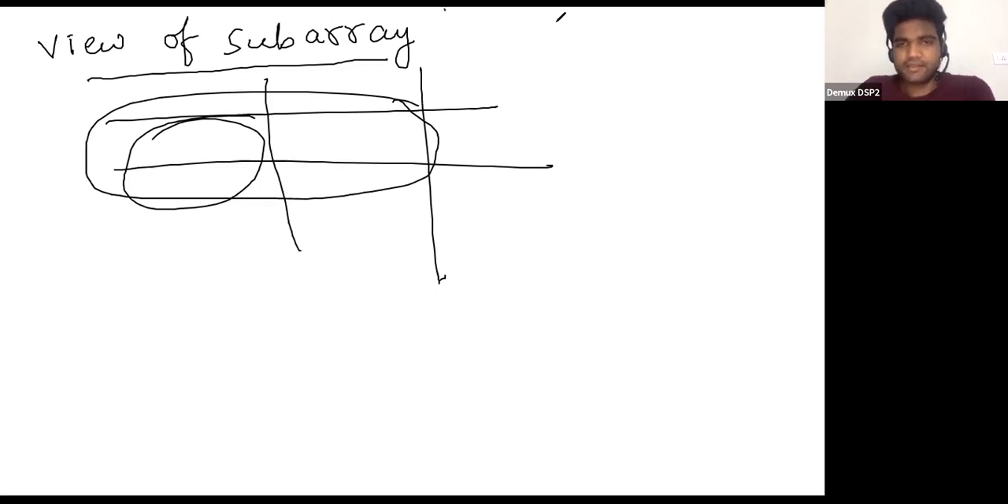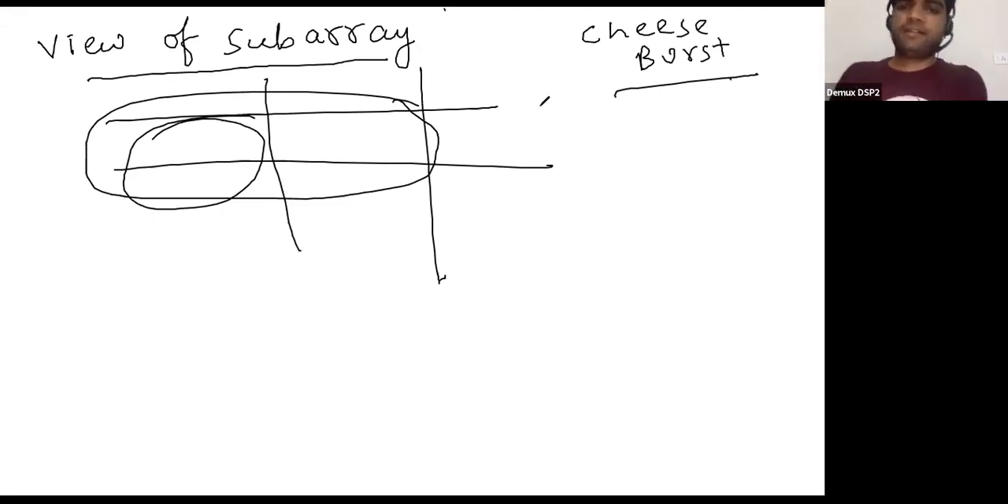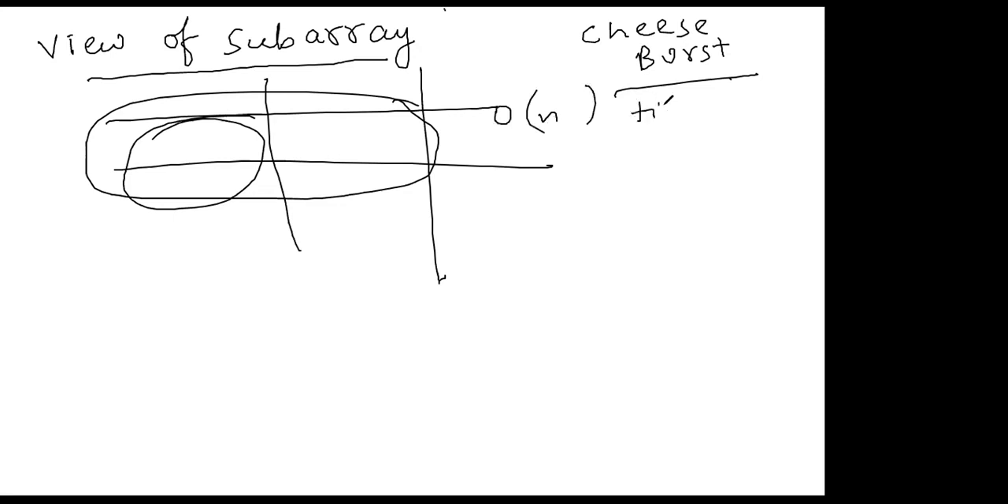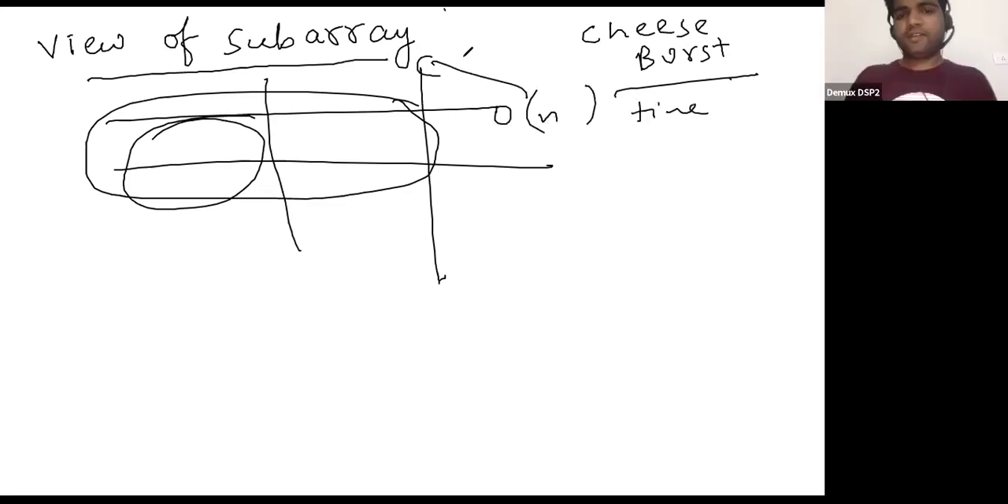There's a prize for this. You get a cheese burst if you are able to do this in order n time, basically using this view itself.